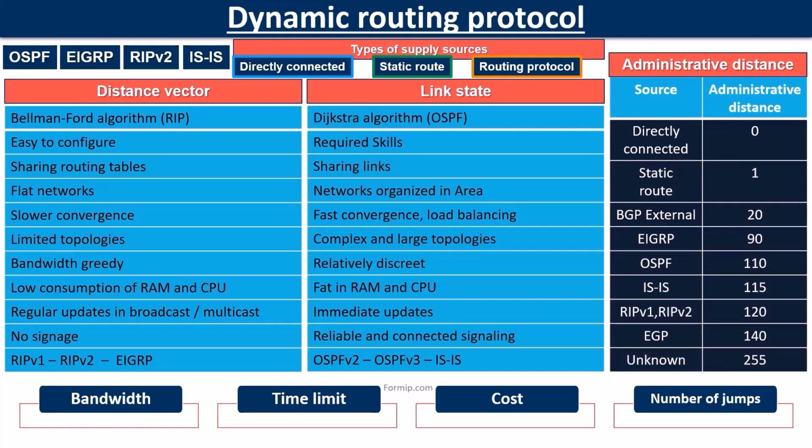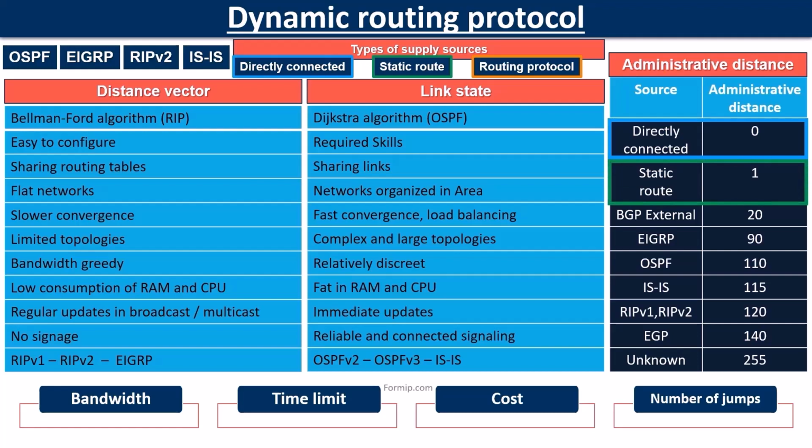The smaller the administrative distance, the more trusted the source of the route. Each type of source has a default administrative distance. For example, directly connected networks have an administrative distance of 0, which prevents any other entry into the routing table for networks that are declared on the router.